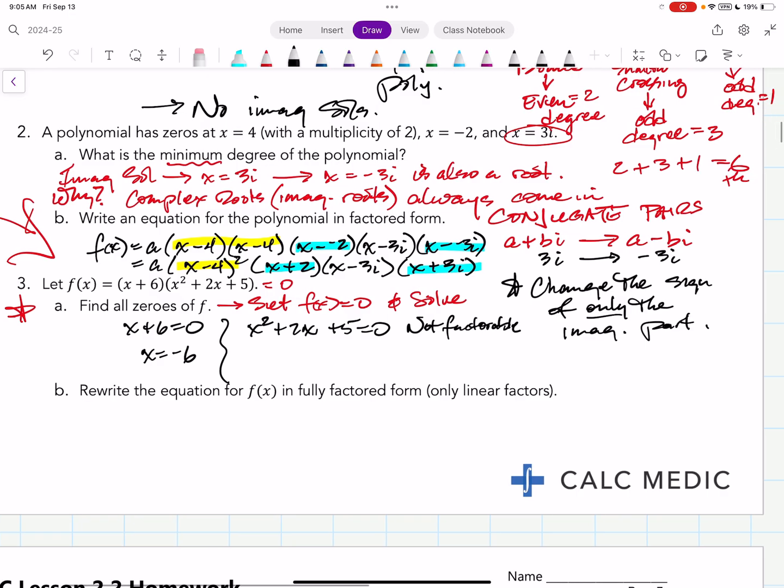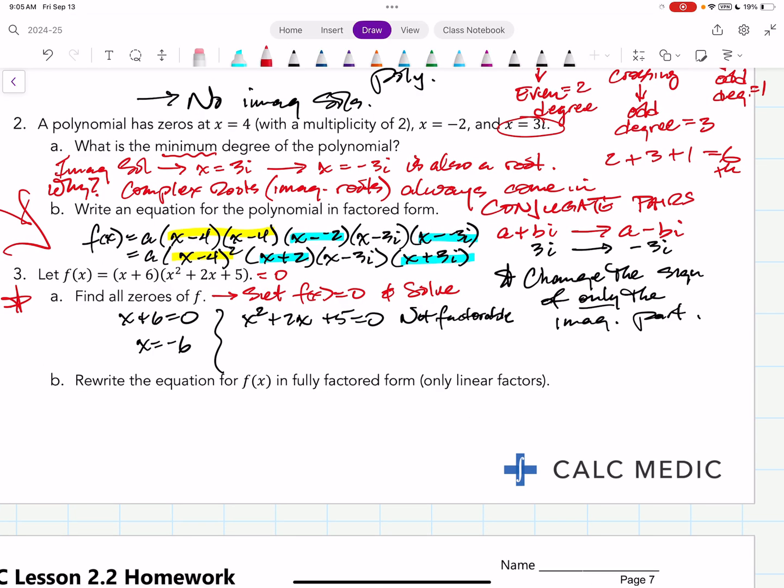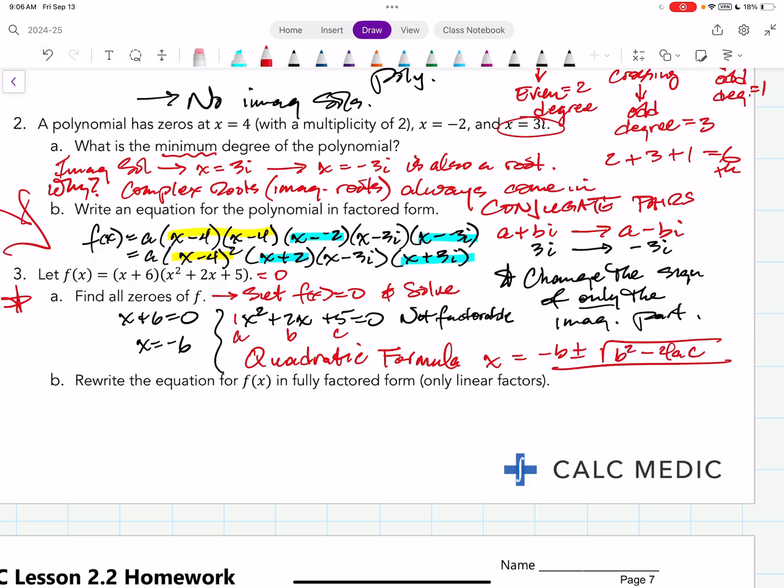Okay, so we're going to have to go off to the side here. So here, the A value is 1, B is 2, C is 5, and we have to use the quadratic formula here from algebra 1. Quadratic formula. So let's review that. So x is equal to negative b plus or minus the square root of b squared minus 4 times a times c, all divided by 2 times a. So let's get started. Here we go.